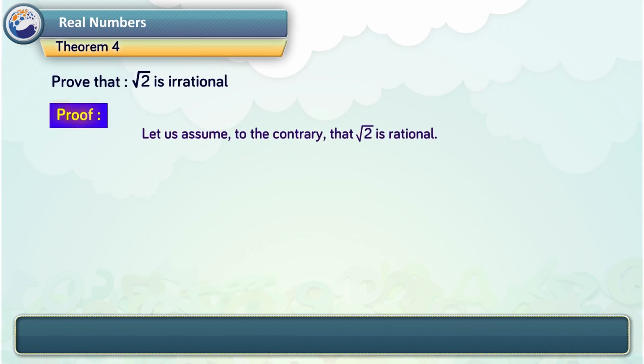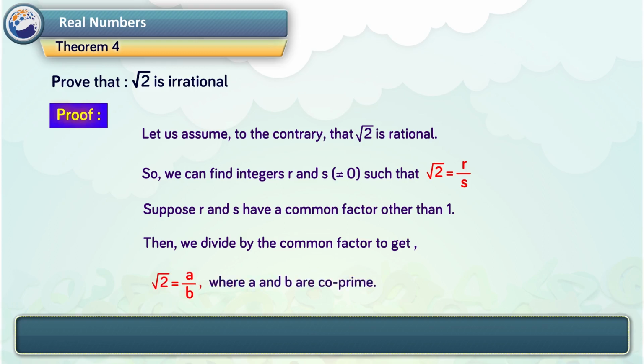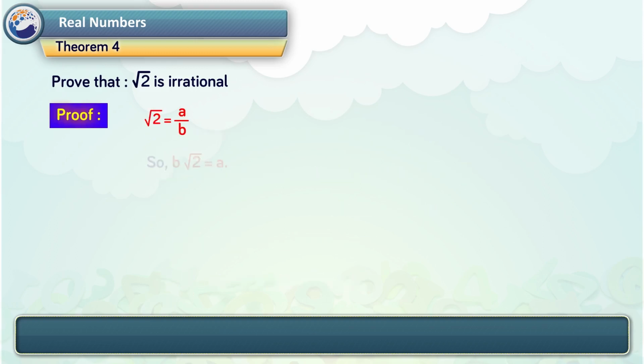Theorem 4. Prove that root 2 is irrational. Proof. Let us assume to the contrary that root 2 is rational. So we can find integers r and s not equal to 0 such that root 2 is equal to r upon s. Suppose r and s have a common factor other than 1. Then we divide by the common factor to get root 2 is equal to a by b, where a and b are co-prime. So b root 2 is equal to a.